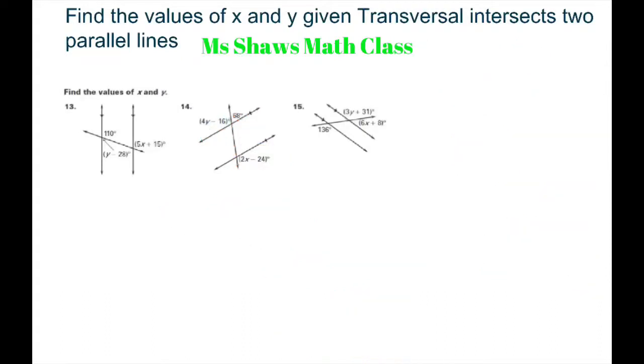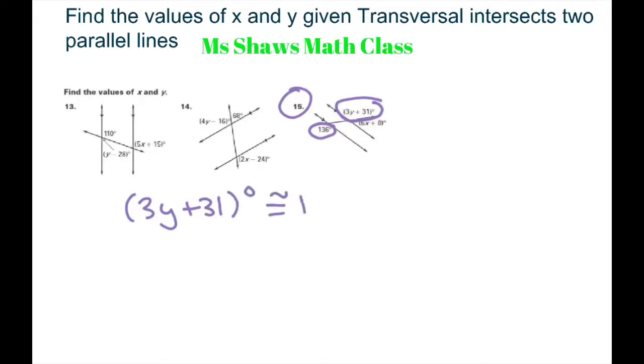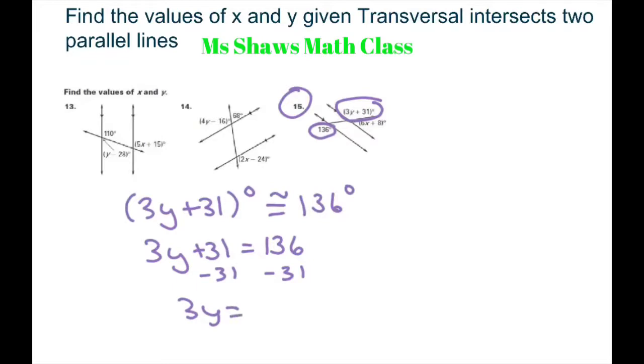And the last one is this one. So I know my alternate exterior angle theorem. That means these are congruent. So basically it's saying 3y plus 31 degrees is congruent to 136 degrees. So let's just solve for y. You subtract 31 from both sides, and it's going to give you 3y equals 105, and you divide 105 by 3, and you get y equals 35.